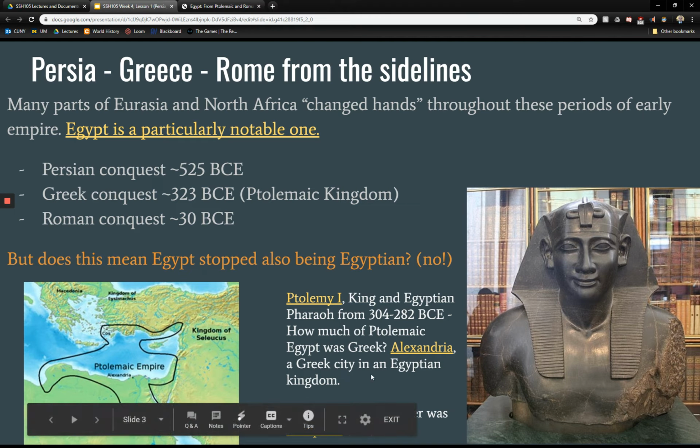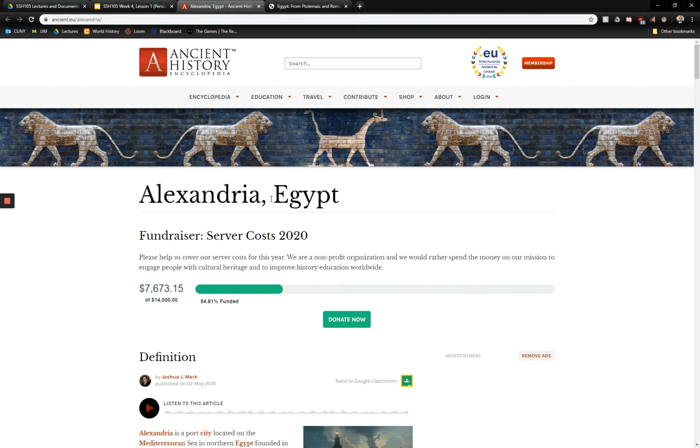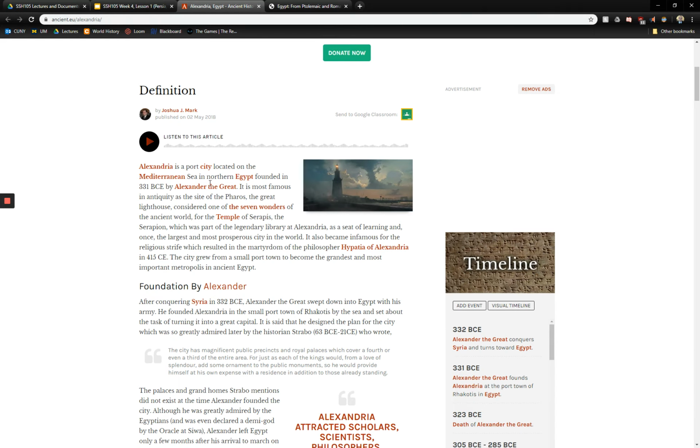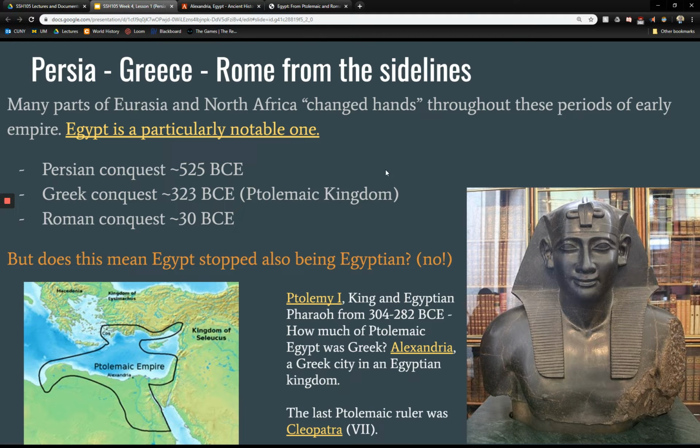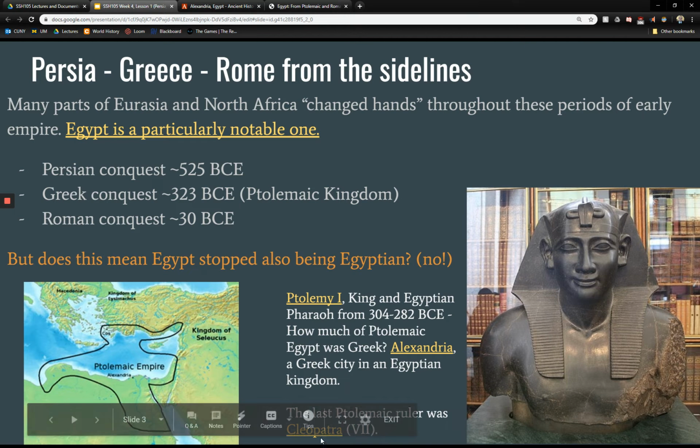And you can learn more about Alexandria here. This ancient history encyclopedia is pretty good. And the Library of Alexandria, which we'll talk about a little bit later, is one of the most famous elements of this place. So it's a center of knowledge and the mixing of information from all around the empire. The last Ptolemaic ruler famously is Cleopatra, who you can read about here.